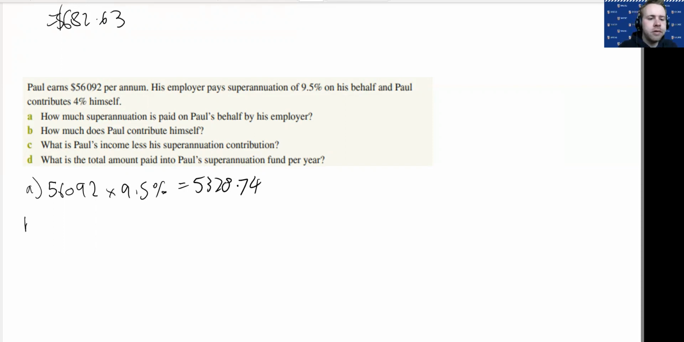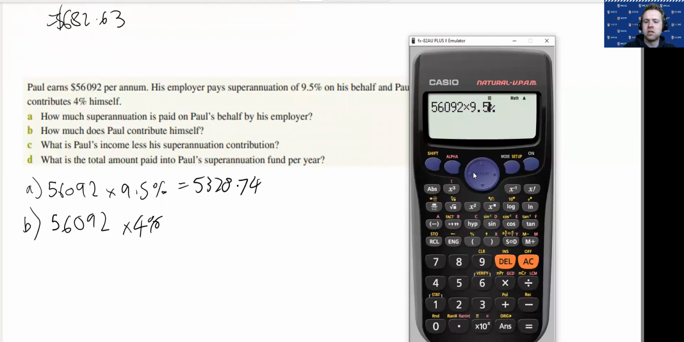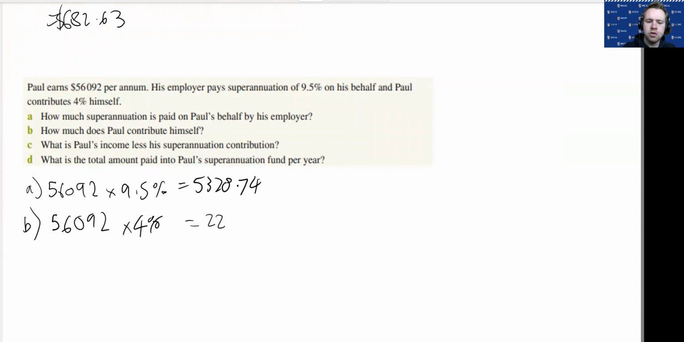Okay, B, how much does Paul contribute himself? It's just the same thing, but this time it's 4%. Okay, so if you've still got your calculator there, you can just delete that and replace it with 4. And we've got 2243.68. $2243.68 per year they take out of their salary and put towards their superannuation fund.